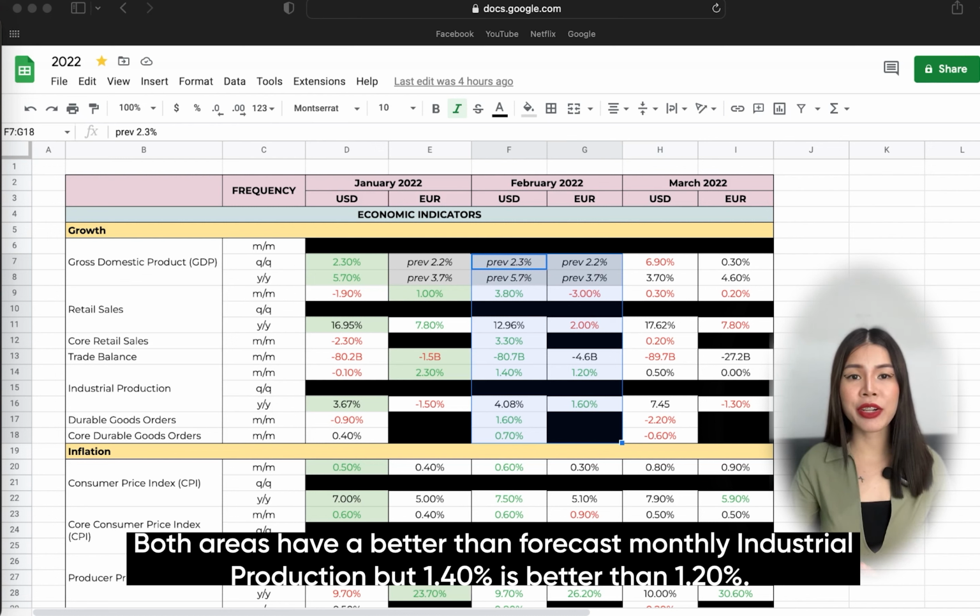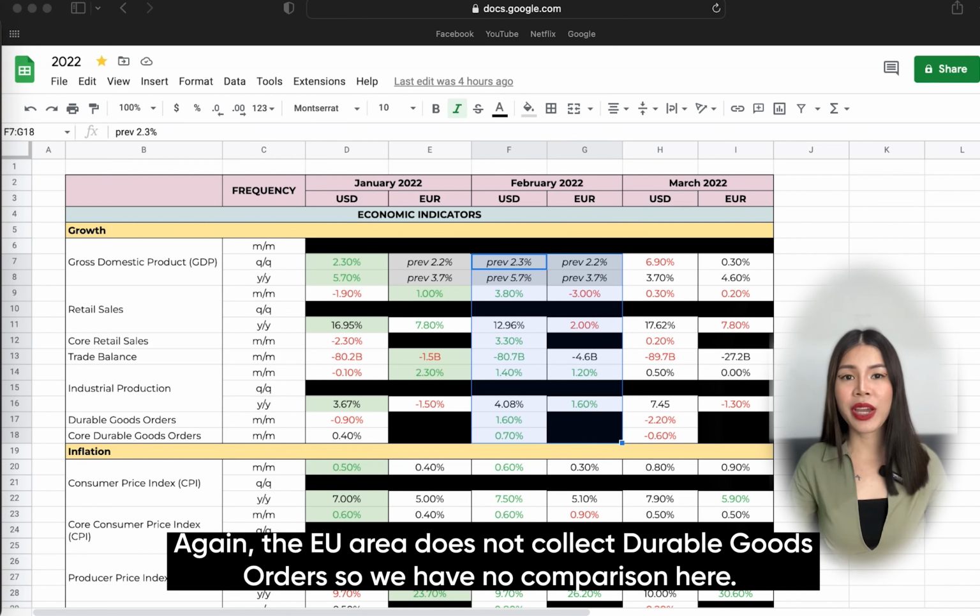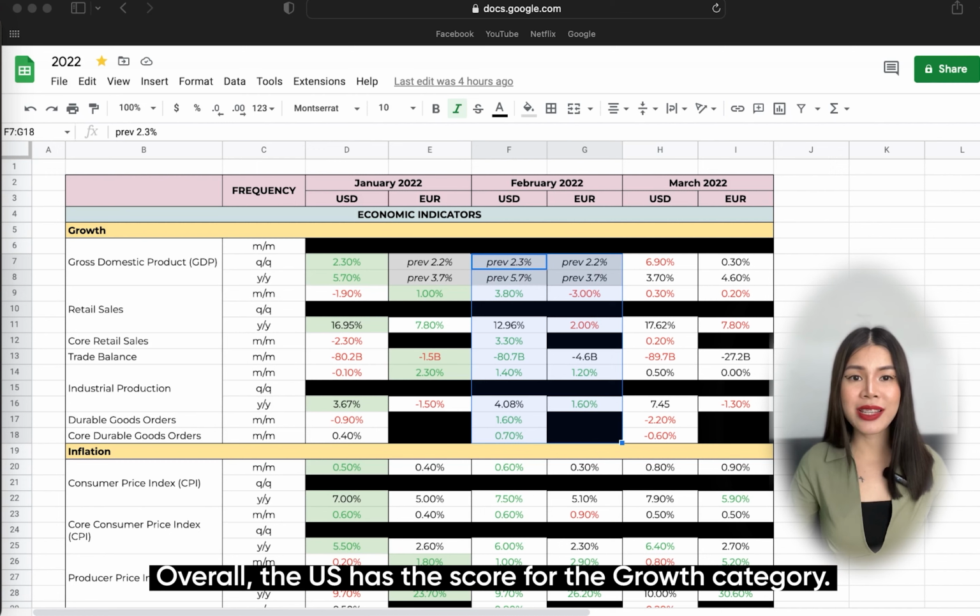Both areas have better than forecast monthly industrial production, but 1.4% is better than 1.2%. Again, the EU area does not collect durable goods orders, so we have no comparison here. Overall, the US gets a score for the growth category.